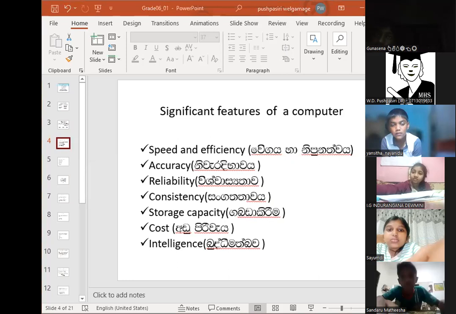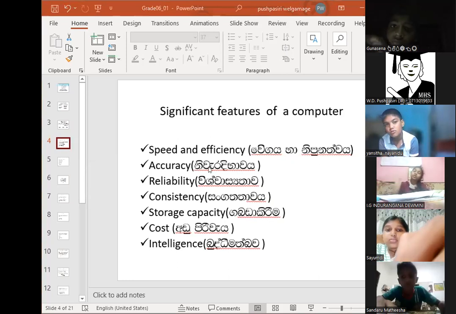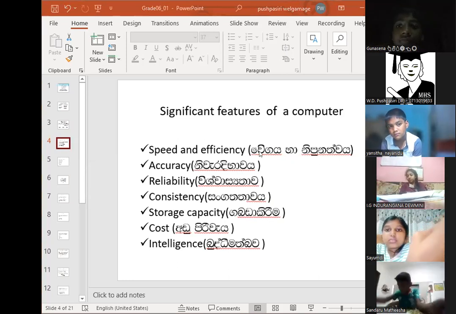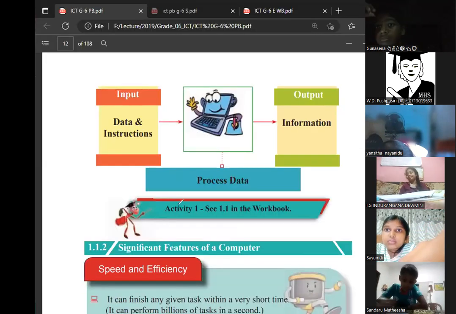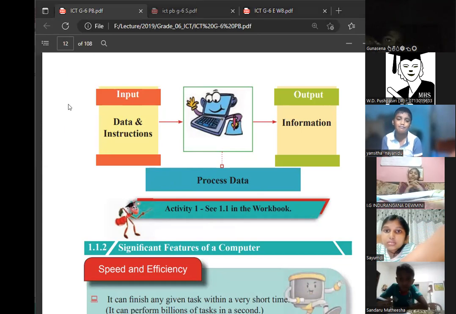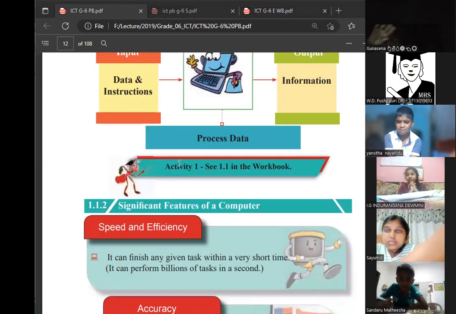This is a very important thing that you have to memorize. One by one we will study about these features. Now here it's mentioning, first is speed and efficiency. Speed and efficiency. So computer has speed. It works very speedily.